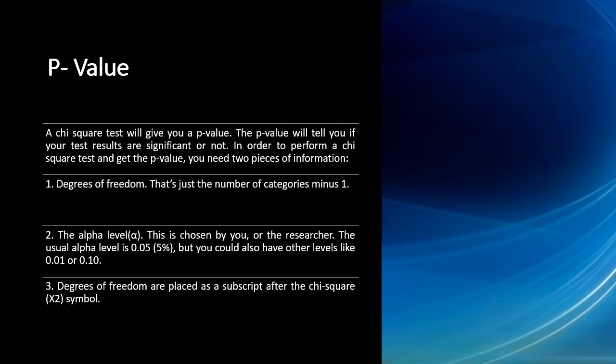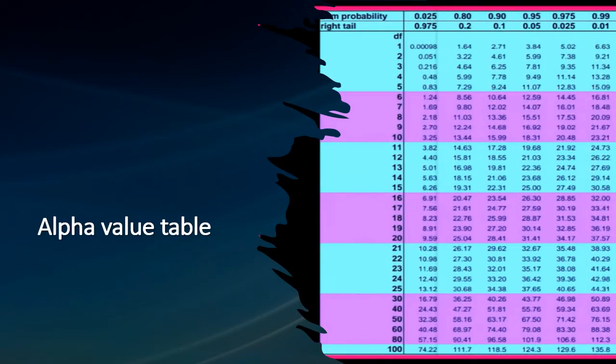In order to perform a chi-square test and get the p-value, we need mainly two pieces of information: the degrees of freedom, which is the number of categories minus 1, and the alpha value. The alpha value is decided by us or any researcher. The usual alpha value is 0.05, but we could use any other values as decided by the table that we are given. The degrees of freedom are placed as a subscript after the chi-square symbol. This is the table that is usually given to everyone to calculate the p-value.